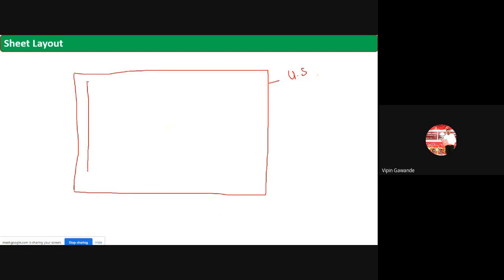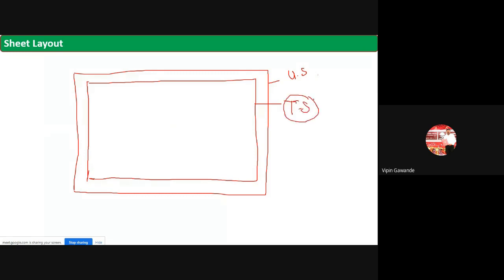Then inside this we will get another rectangle. That is our trim size. Okay. So the trim size is the actual size we require, the actual size of our drawing sheet. Now when you purchase the sheet, these two rectangles are there. Okay, you have the title blocks also there in the drawing sheets.